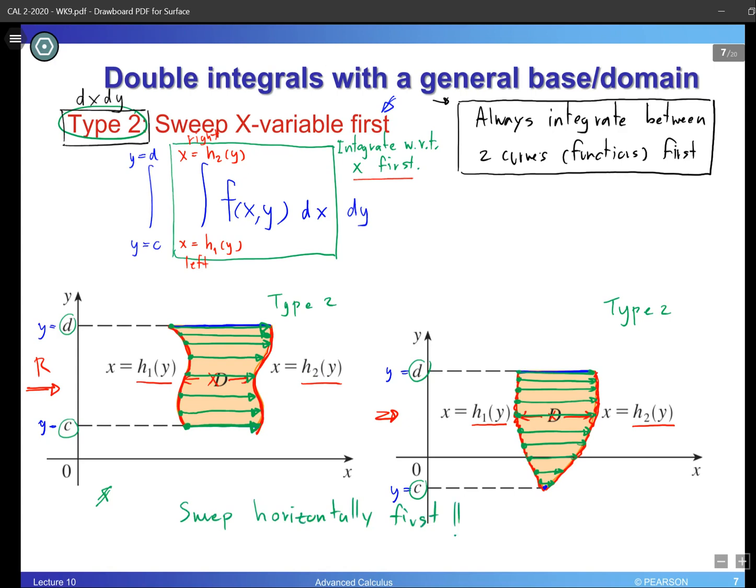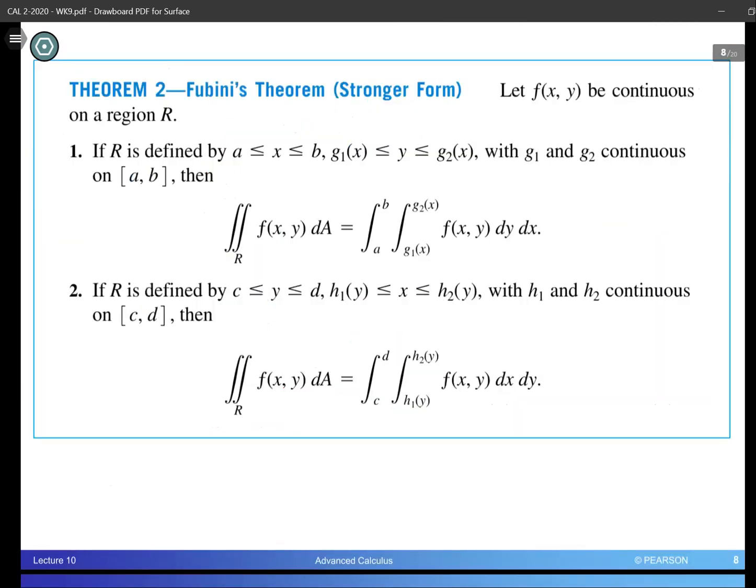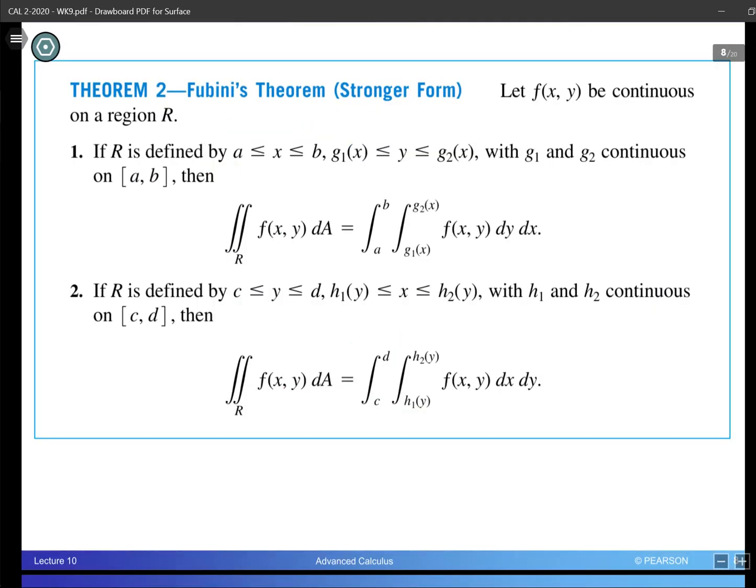Now that we have seen type 1 and type 2, let's move to this next slide right here. In this slide, we have Fubini's theorem number 2, and it's going to be the summary of what we have learned so far today. So theorem number 2 is going to be about the two types of the integration domains. And at this point, we know that we have two types. So let's start with type 1. It's going to be right here. Type 1 and type 2 down here.